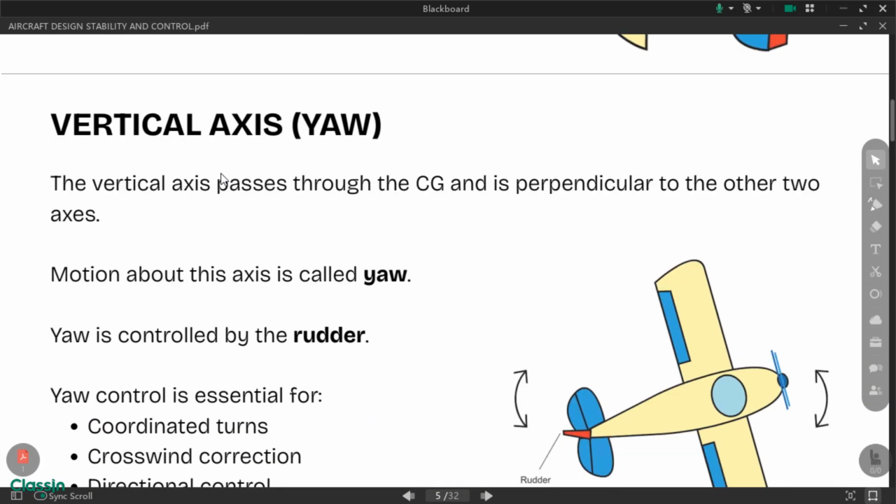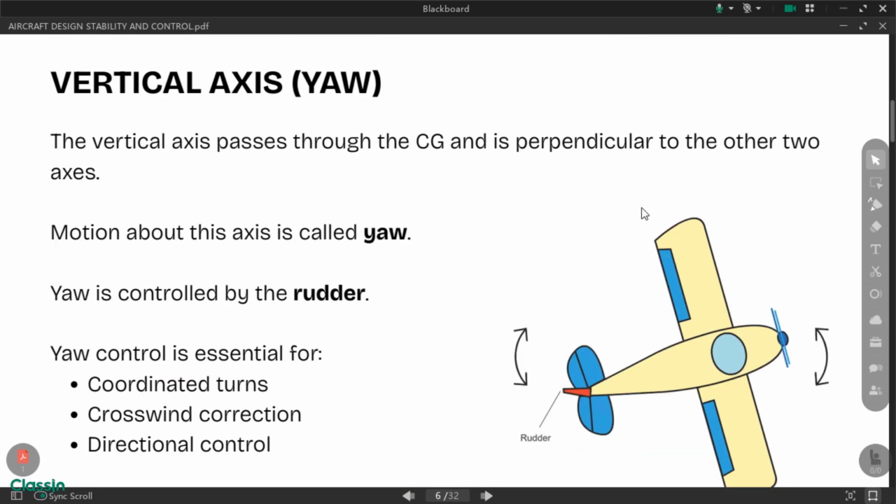So next, we have yung vertical axis. So yung vertical axis natin, again, it passes through the center of gravity, okay, and perpendicular siya with the other axis. So yung rotation about this axis is called yung yaw. Yung yaw natin occurs when the aircraft's nose move from left to right. Okay, what controls the yaw?